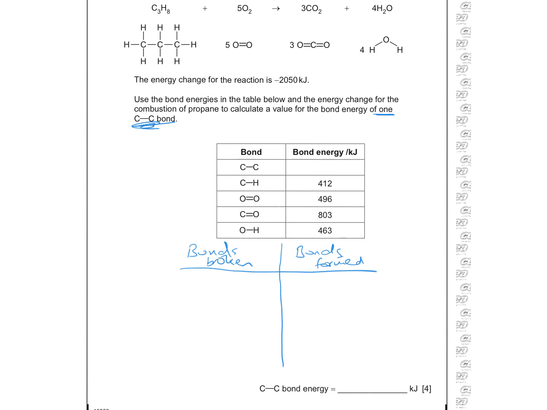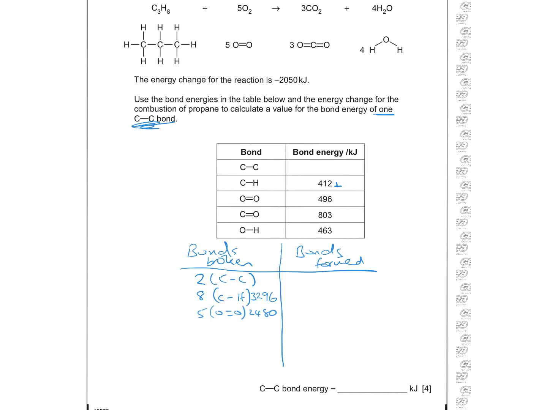I'm trying to work out the carbon-carbon bonds, and there are 2 of them. So we'll just put in 2 carbon-carbon bonds. The next one then is the carbon-hydrogen bonds. So let's see how many of those there are. 1, 2, 3, 4, 5, 6, 7, 8. So that's going to be 8 times 412. And then we've got oxygen double bond, and there are 5 of those. So that's going to be 5 times 496.